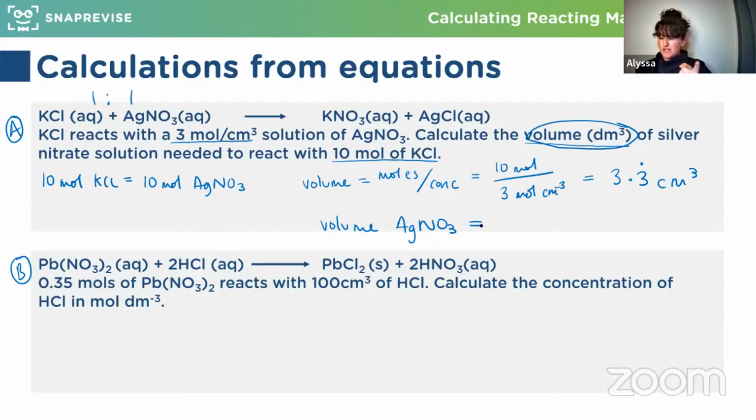To go from centimetres cubed to decimetres cubed, we need to divide by 1,000. So it ends up being 3.3, well done, 3.3 times 10 to the -3, or 0.003333 times 10 to the -3, that's supposed to be decimetres cubed.